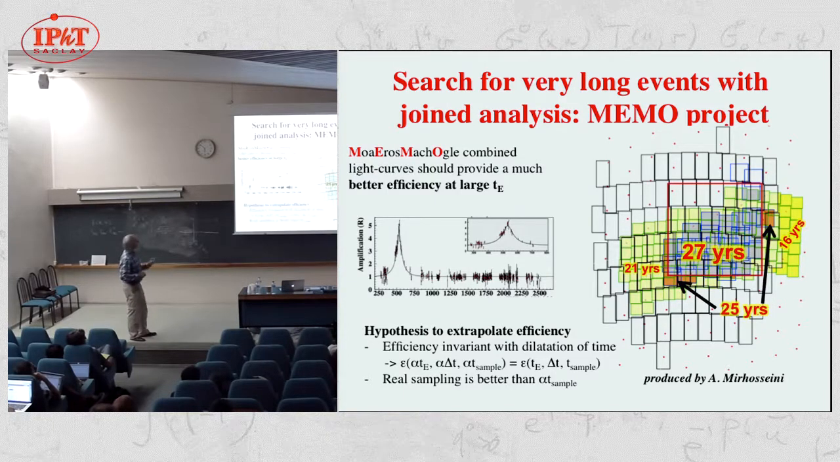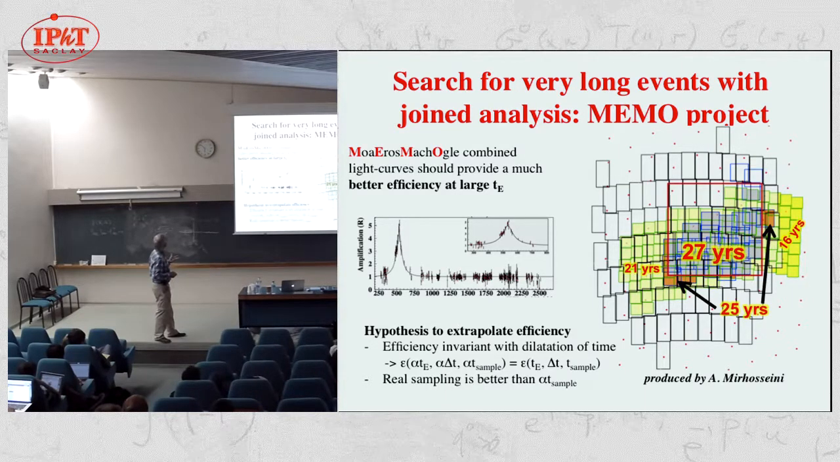We made a very simple and reasonable hypothesis for extrapolating the efficiency. One of the important points here is to control the efficiency, if you really want to make a quantitative result regarding the galactic structure. The very basic assumption we made is that the efficiency depends on the duration of the event, on the time of the maximum, and on the sampling.